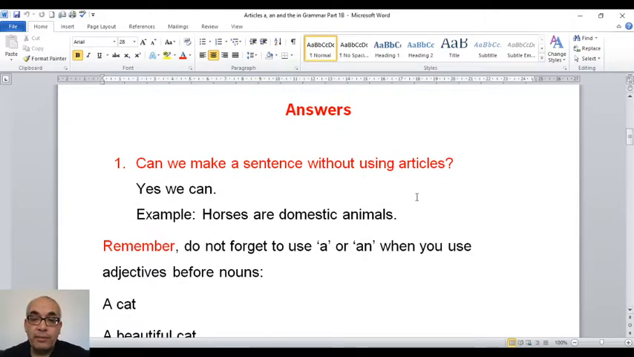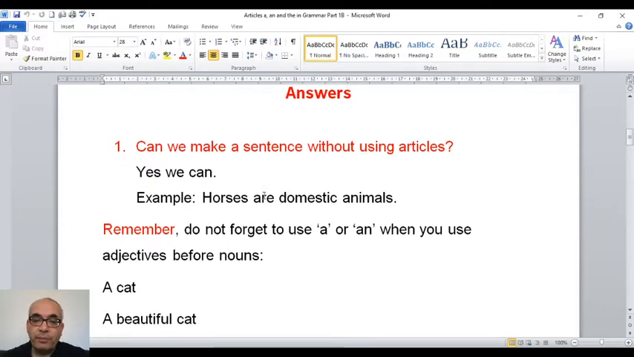Yes, we can. So if you look here, horses are domestic animals. I don't use any article before horses. Why? Because I mean all horses in the world. If the meaning is general, if I don't say or write which horses I mean, I don't use the before horses. And again, sometimes you use one main verb to make a sentence. If you say stop, this is a sentence. So I don't use an article in this sentence.